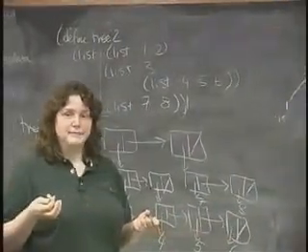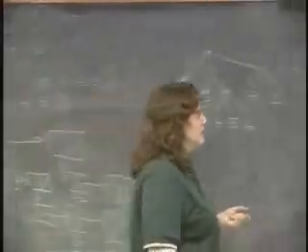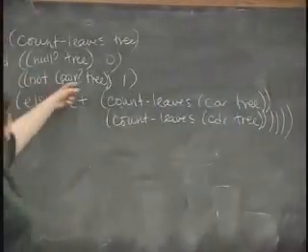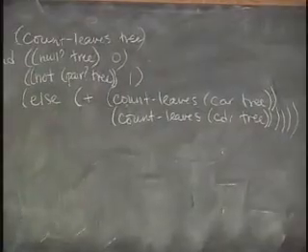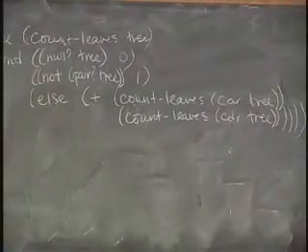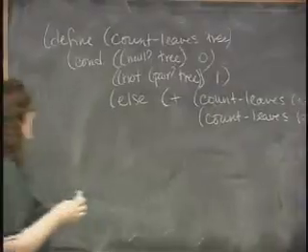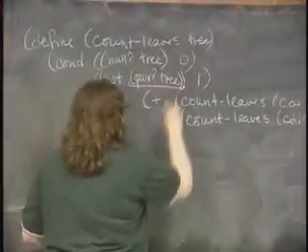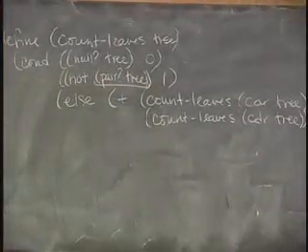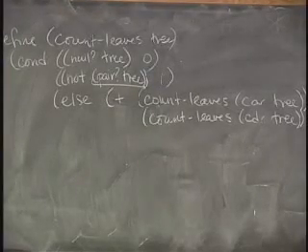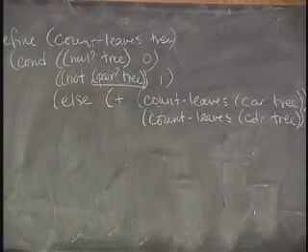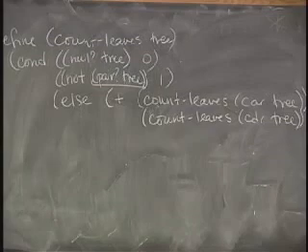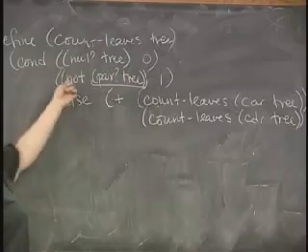Yes? How does that work again? Not pair tree? What's the logic there? Pair will return true if it has a pair. So if it's looking at something that has a cons cell, it's going to return true. Pair takes any sort of structure. If there's a cons cell there, it's going to return true. So we'll negate it to get false.